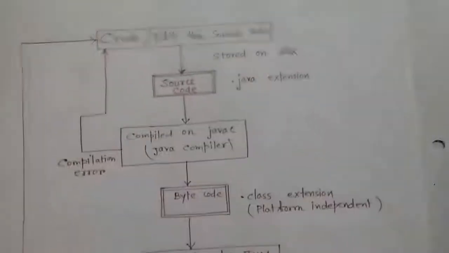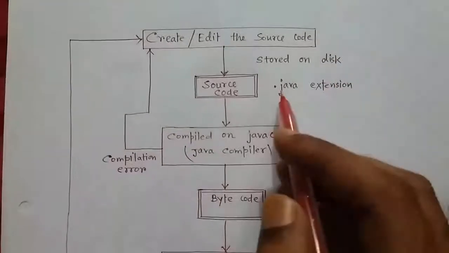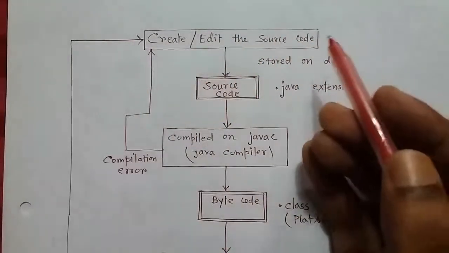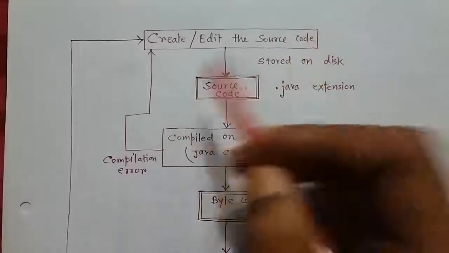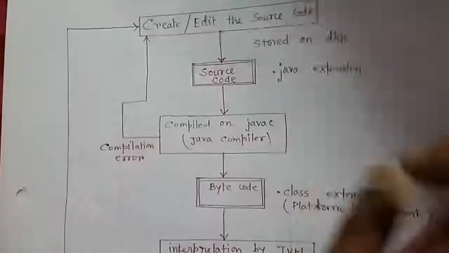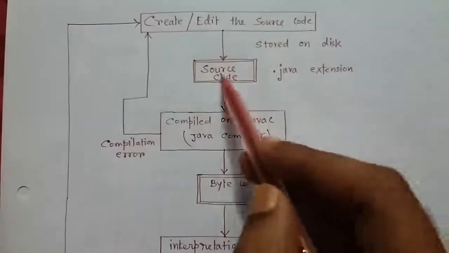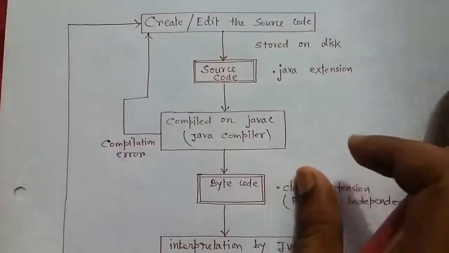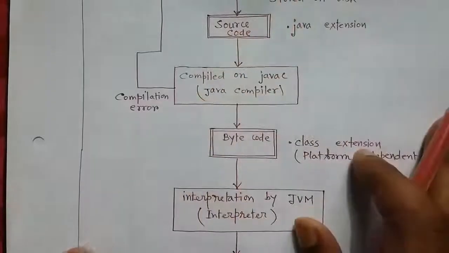Now let's get back to the diagram. As you can see here, the first step is create or edit the source code. That means we need to write the source code using Notepad or any IDE like BlueJ, Eclipse, NetBeans. Whenever we create the source code, that source code will be stored on disk. So right now the source code is stored on disk.